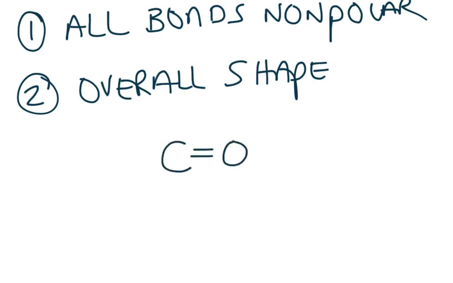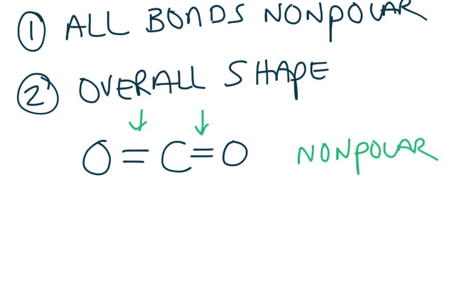So if we look at carbon dioxide, for example, carbon and oxygen, these are polar bonds. These double bonds right here are polar bonds. But because they're symmetrical, they essentially cancel each other out. So where you would have a positive side and a negative side, they're so symmetrical that it just cancels everything out, and this becomes a nonpolar molecule.